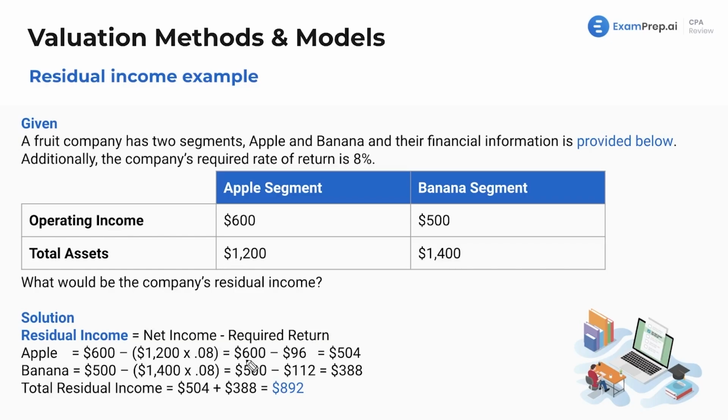As such, it's 600 minus, well, we get 96 here, 500 minus, and we get 112 here. This gives us residual incomes for each independent segment, and then add those both together. The total residual income for this fruit company is $892. That's all it is. Some people view this as super scary, and hey, I did too when I was studying, and that which I studied with was not explaining it to me too well. This is all it is. Nothing too crazy. Just memorize it and you'll do super well.